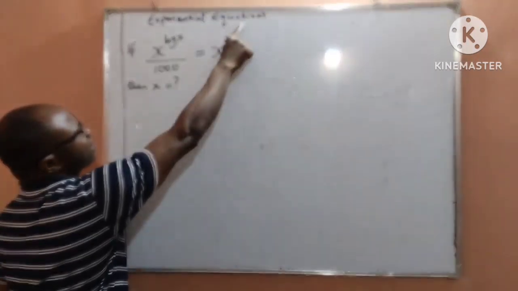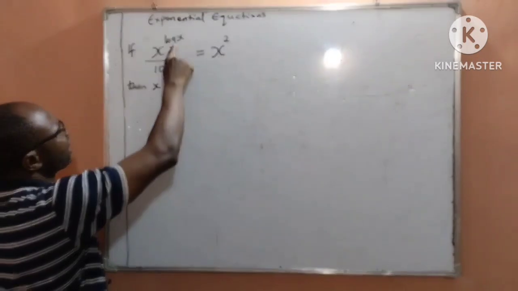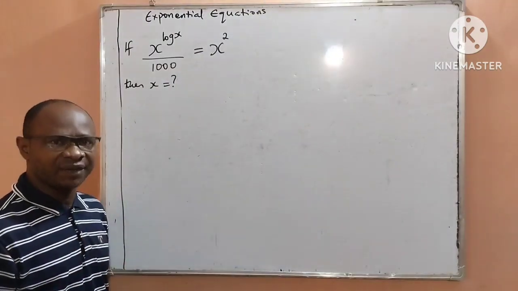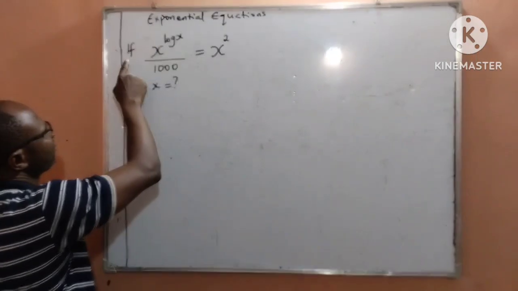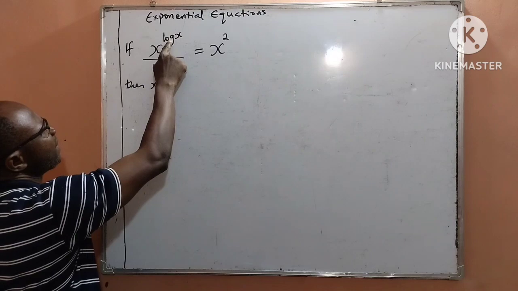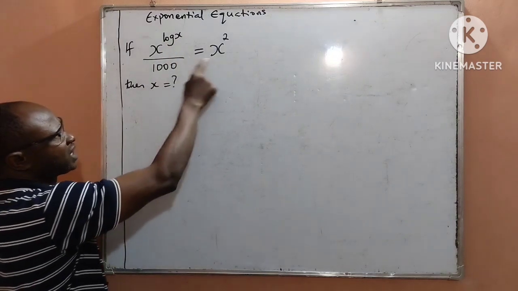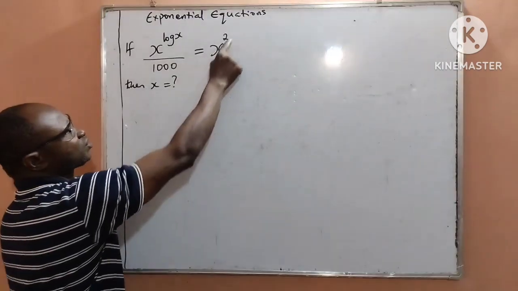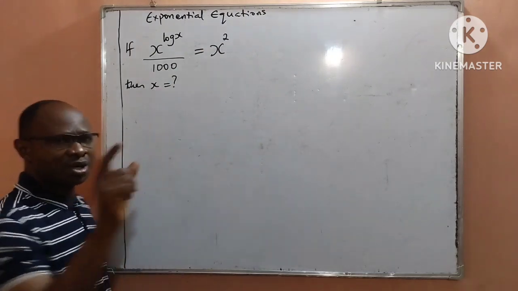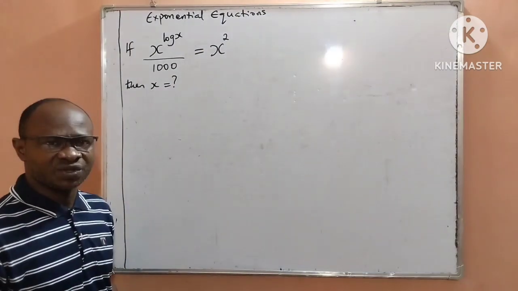In today's mathematics class, it is an exponential equation involving logarithms. Here we are given to solve: x raised to power log x, divided by 1000, is equal to x raised to power 2. Then, to find the value of x.